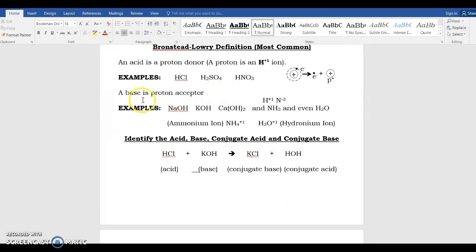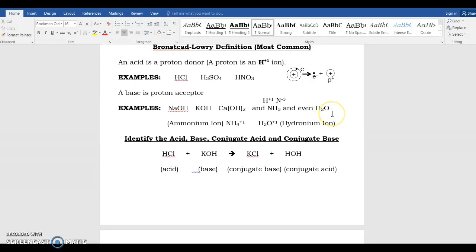And the base is a proton acceptor. So all of these are proton acceptors as well. And remember, the H+1 would mix with the OH, or the hydroxide ion, to make water. And it says here, this is where it includes ammonia, NH3, and this also becomes a base, a proton acceptor, and it'll accept a proton here, and then it says even H2O.